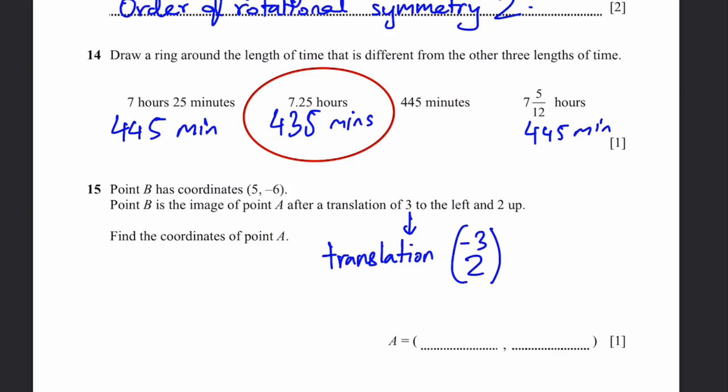Now the reverse will be writing this as a point. The point A will be 5, minus 6, which is point B, minus this full thing over here.